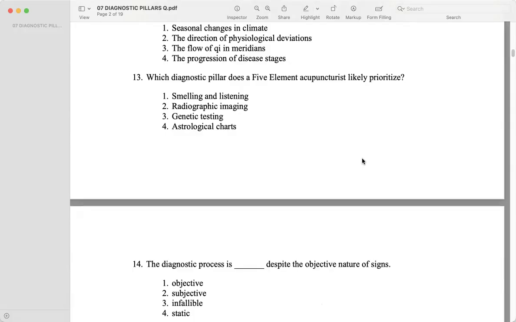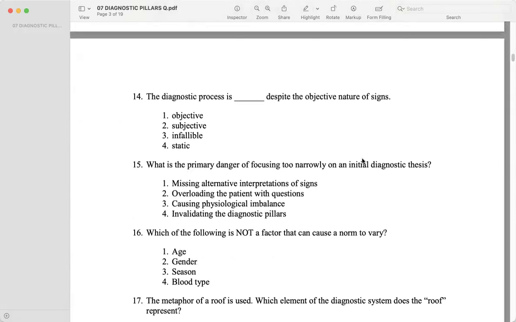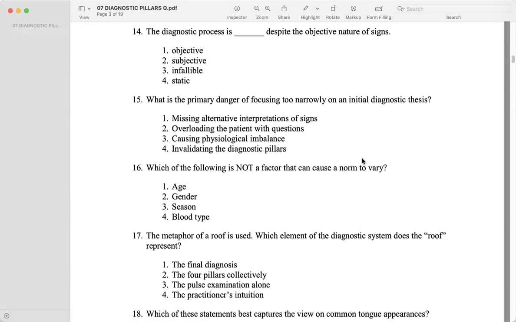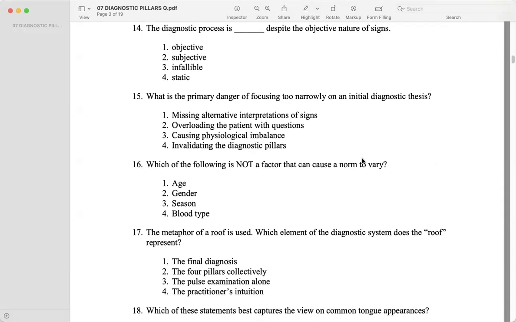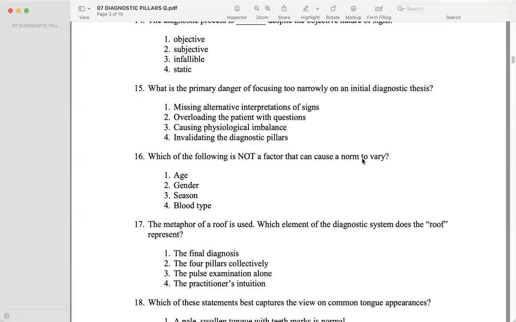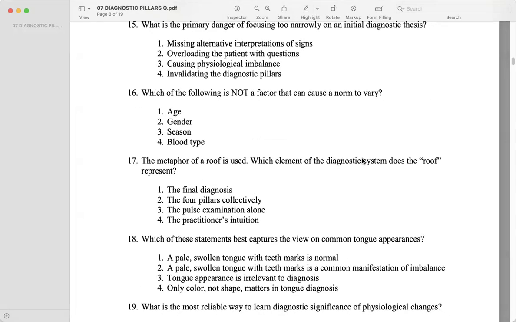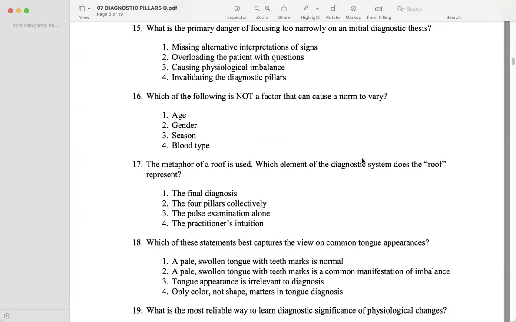Smelling and listening. The diagnostic process is blank despite the objective nature of signs. Subjective. What is the primary danger of focusing too narrowly on an initial diagnostic thesis? Missing alternative interpretation of signs. Correct. Which of the following is not a factor that can cause a norm to vary?